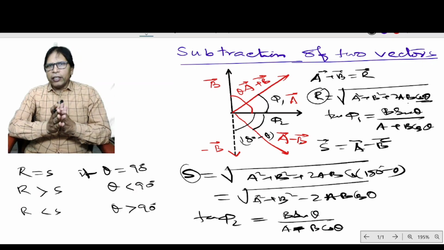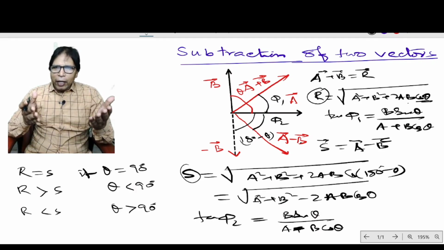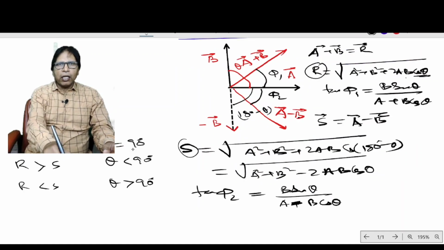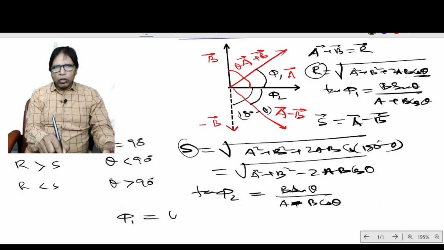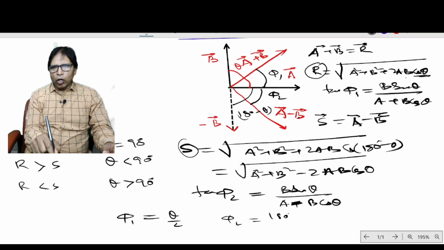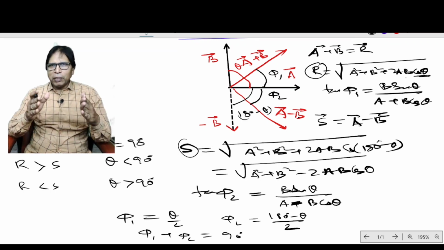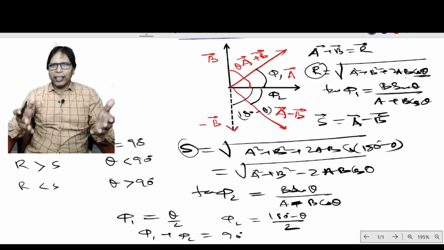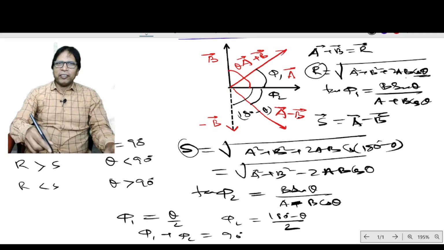When A equals B, phi 1 is the angle bisector of theta, that is phi 1 is equal to theta by 2. And phi 2 equals the angle bisector of 180 degrees minus theta, so this is (180 minus theta) by 2. So here phi 1 plus phi 2 equals obviously 90 degrees. So the A vector plus B vector and the A vector minus B vector are perpendicular to each other if A equals B. Okay.